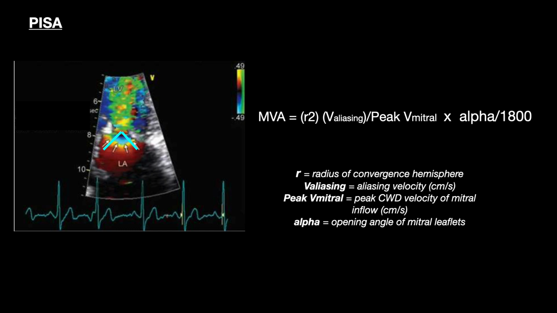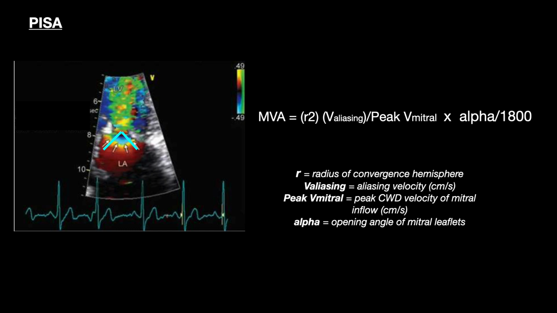But so the proximal, PISA is proximal isovelocity surface area, and this method's based on the hemispherical shape of the flow convergence of diastolic mitral flow on the atrial side of the mitral valve. And that's shown with color Doppler.